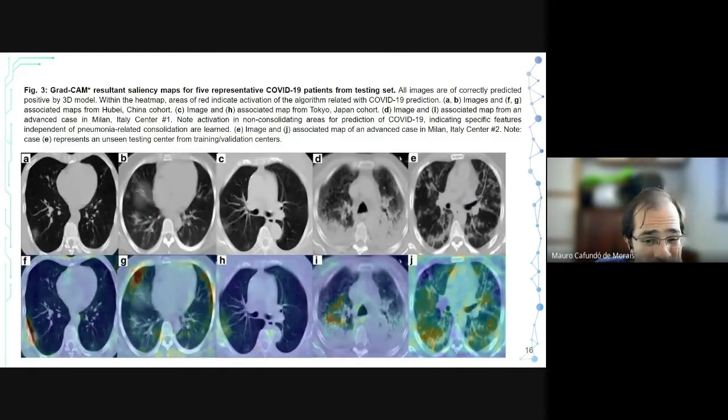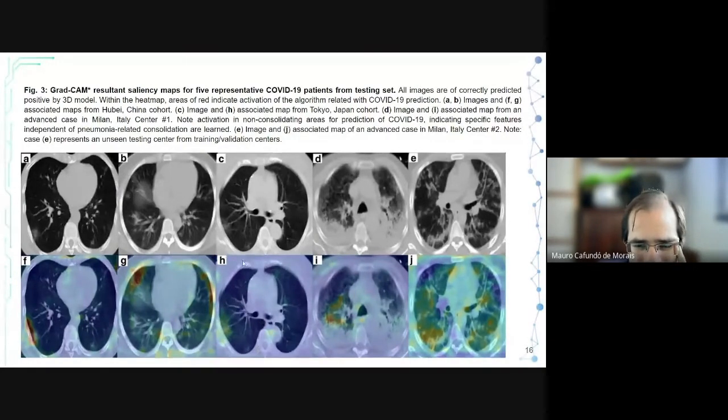Another feature that I think is interesting in this model is that they implemented what's called Grad-CAM. Some time ago, people were not able to see what's inside the black box of a deep learning algorithm. But now tools like this one allow us to see which image features are being used by the classifier.